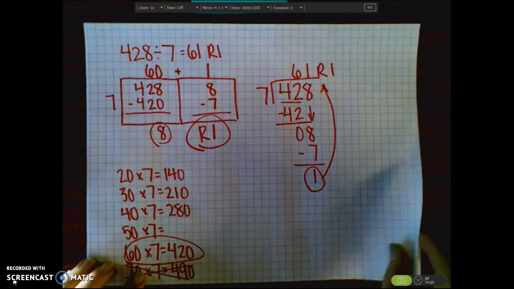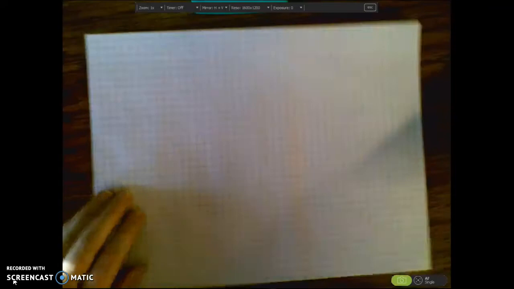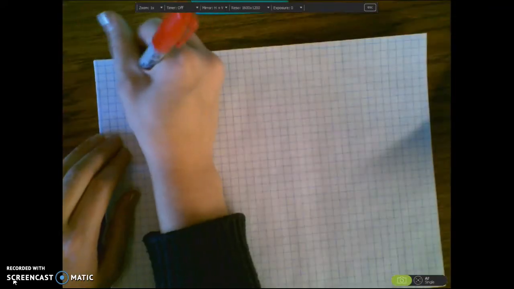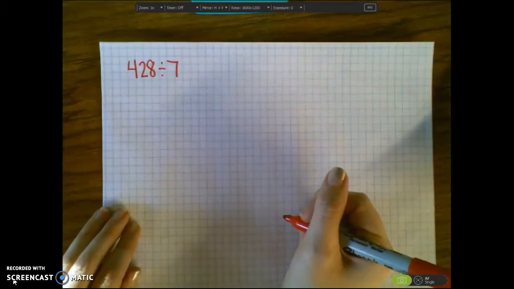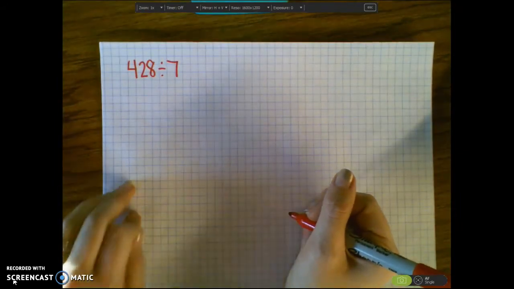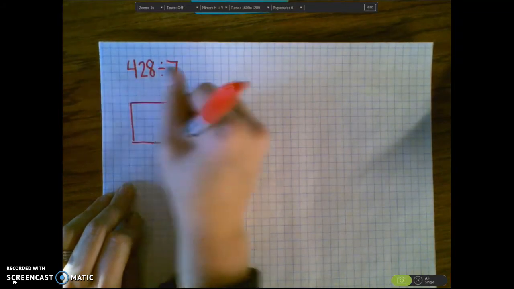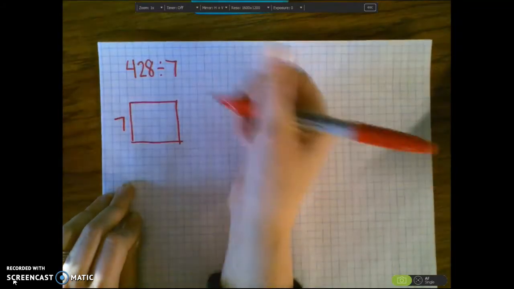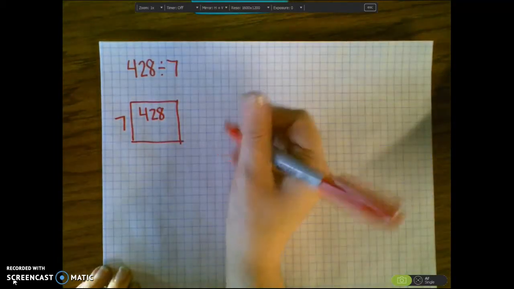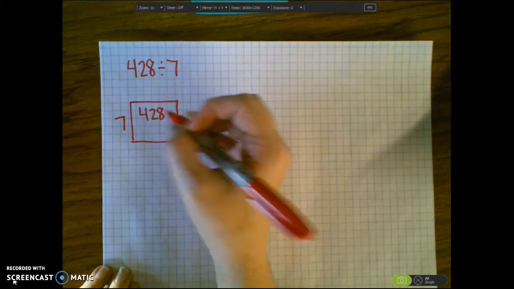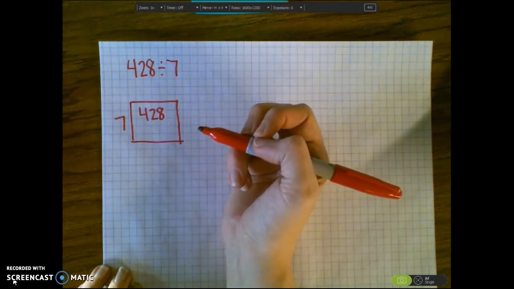Let me show you one last thing. So let's say we're going to use the 428 divided by 7 again. For some reason, the 7s are a little bit trickier for some kids. So maybe in creating your area model, divisor on the outside, dividend on the inside. Yes, we know that one group of 7 will go into 428.